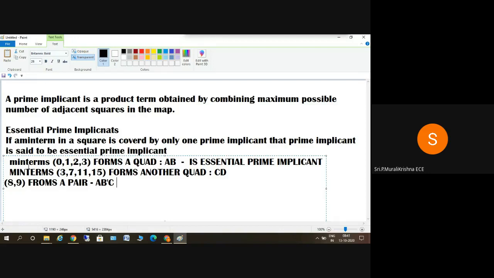So in this case, each and every prime implicant is essential because it has min terms which are covered by only that specific prime implicant. So 0, 1, 2 is covered by AB only, hence AB is essential. 7, 11, 15 is covered by only this CD, hence it is essential. 8, 9 is covered by only this AB bar C, hence it is essential. So all these three are essential prime implicants. These three should be included in the final sum. That is what I want to conclude here.